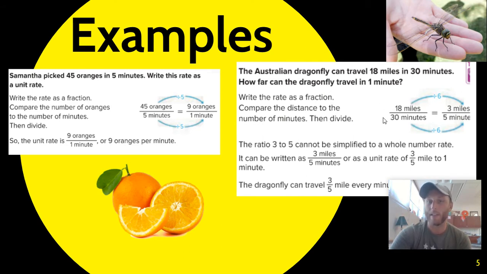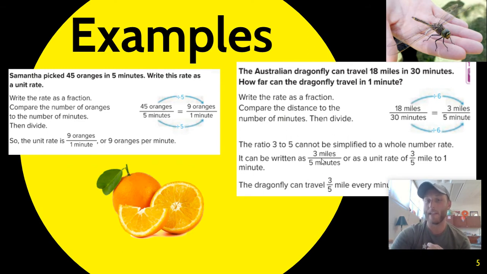So it says we're going to write the rate as a fraction, just like here, 18 miles in 30 minutes. And I do know that a 6 goes into 18 and a 6 goes into 30. But unfortunately, this is not going to make it 1 at the bottom. So I'm going to end up with 3 miles over 5 minutes. So it can travel 3 miles every 5 minutes, but again, I want to break that down to 1.